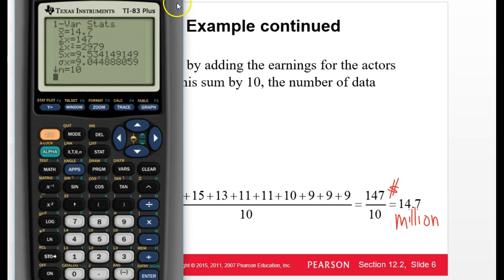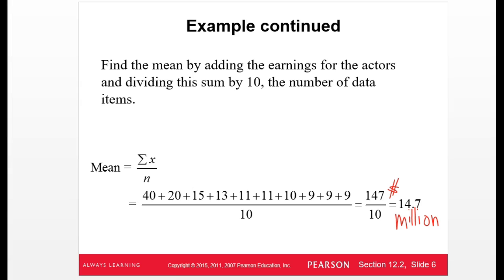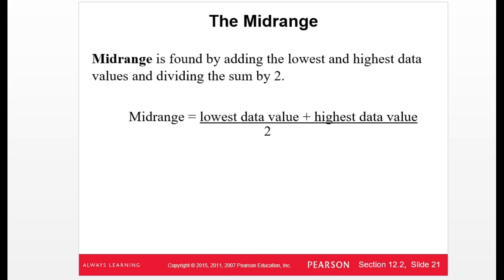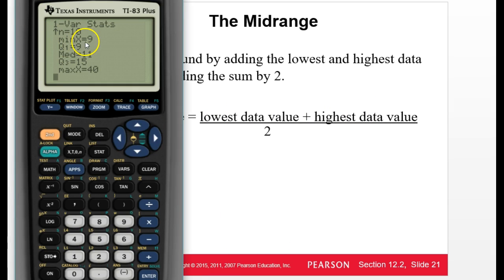Now, if you scroll down, it's got the little down arrow here. It also has the median of the data set. It has the min and the max. The min and the max are important for the mid-range. Remember, the mid-range was the lowest plus the highest divided by 2. So once I see the minimum is 9 and the maximum is 40, I can add those together and divide by 2, and there's my mid-range. I could compute that on that same screen, and I had the median on that same screen.